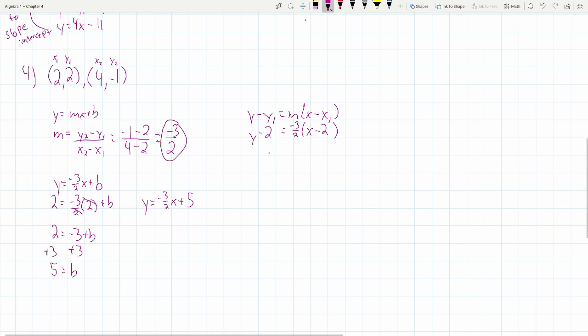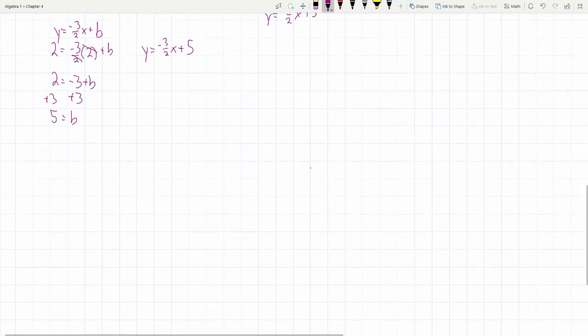And now it's just a matter of getting y by itself. So y minus 2 equals, and I'm going to distribute this, so negative 3 over 2x. The 2's cancel out. That makes this a plus 3. And then I'm going to add 2 to both sides, and so I get y equals negative 3 over 2x plus 5. That's another way of doing it.